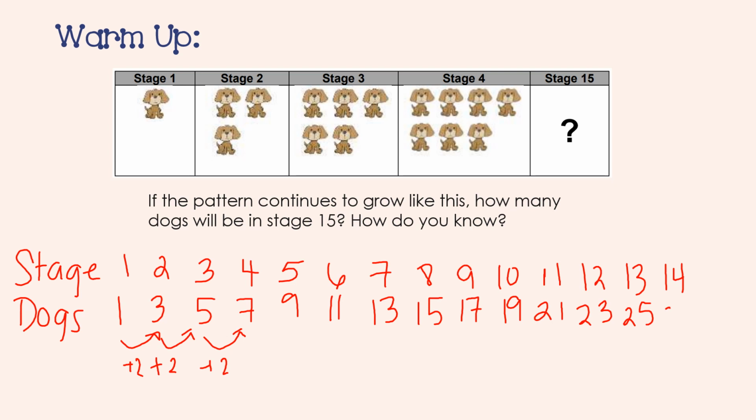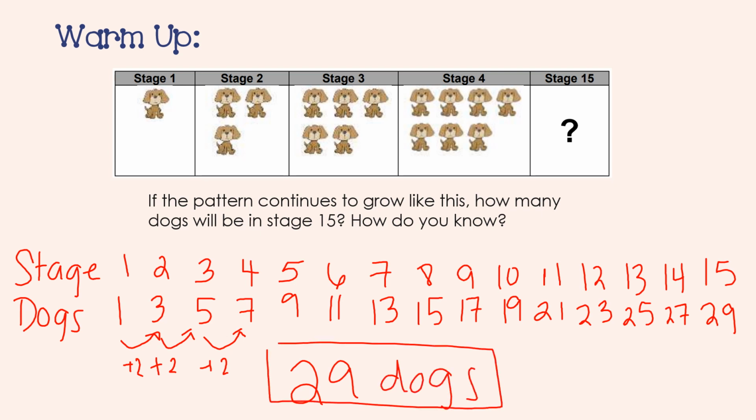14, let's add 2 more. 27, and then finally the 15th stage, we add 2 more, that will be 29. So there will be 29 dogs if this pattern continues. And what we're going to be looking at throughout this unit is different ways to answer this question. With what you know now, this would most likely be the approach that you would take. But there are other ways to do it.